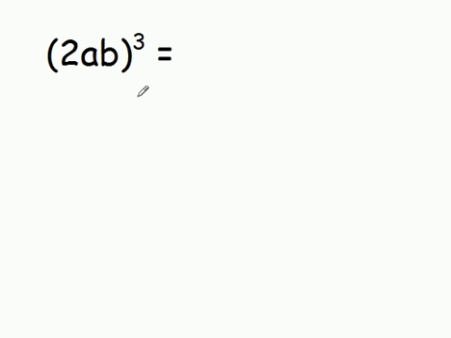Okay, let's start our investigation here by expanding this first. What I've got here is 2ab, and I've got 3 of those multiplied together. So let's get that out first: 2ab times 2ab times 2ab.